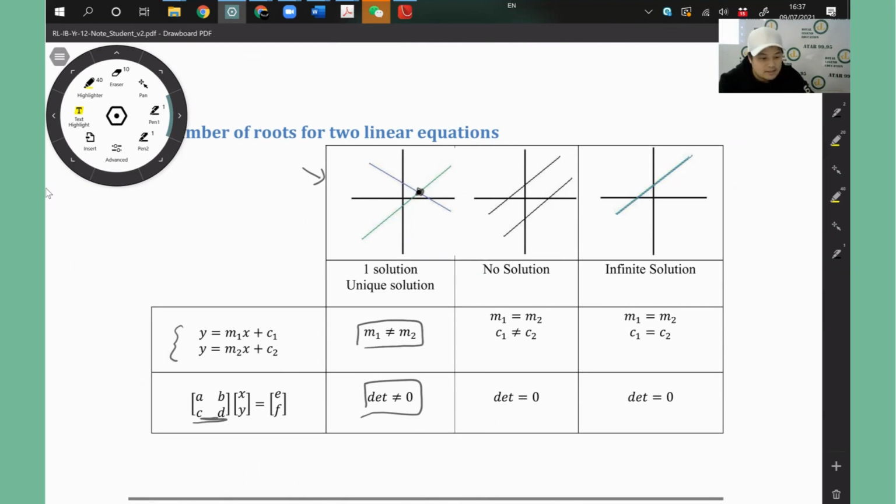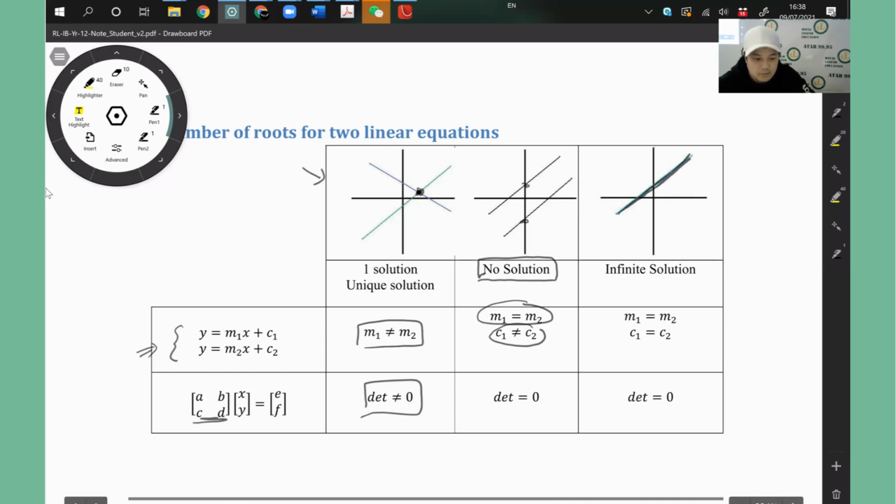The second one is they are parallel, which means no solution. From an equation point of view, how would they be parallel? Two gradients are the same, and the y-intercept is not the same. Two gradients are the same, the y-intercept is not the same, parallel. No solution, undefined.